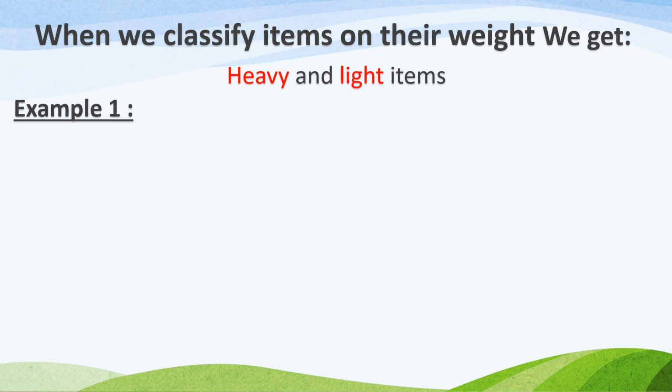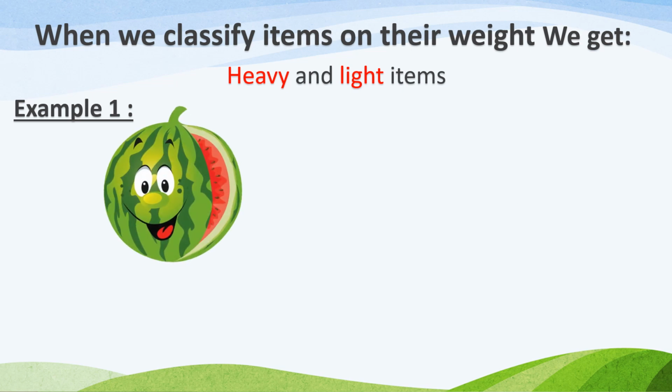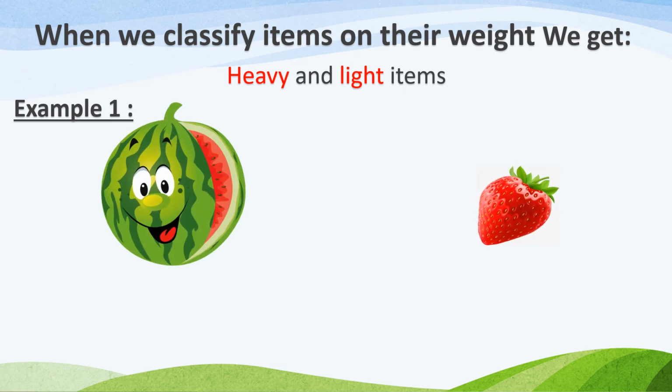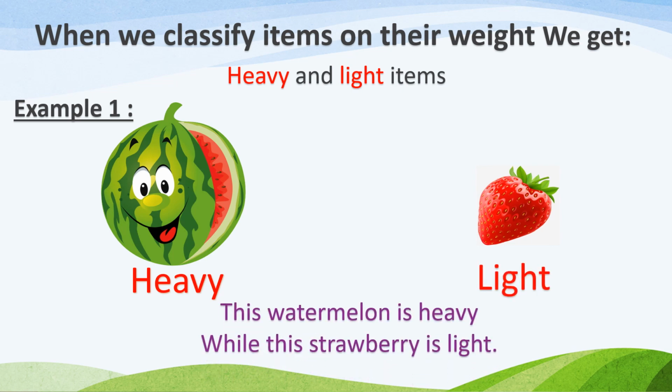When we classify items on their weight, we get heavy and light items. For example, we have here watermelon and strawberry. This watermelon is heavy or light? Yeah, the watermelon is heavy. This strawberry is heavy or light? Yeah, the strawberry is light. Then this watermelon is heavy while this strawberry is light.